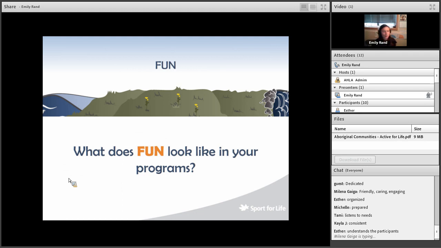So if we come back to the chat box, I see someone's already typing away. Another question here: what does fun look like in your programs? So what makes a program fun? What are some of those ideas? Laughter, yep. Interactive. Sense of community, that's a great one. Things they like to do and in different ways, great. So really making it participant-centered. Smiles work too. Yeah, that's fun. Obstacles, relays, music, great.